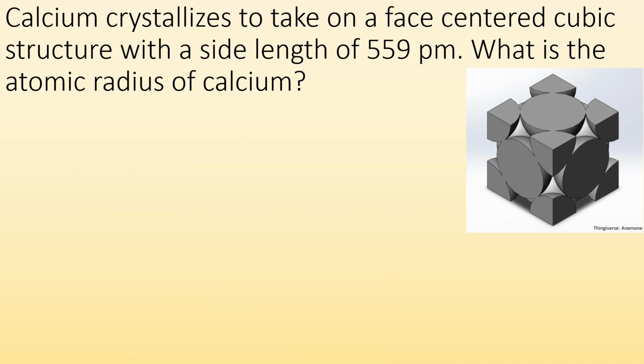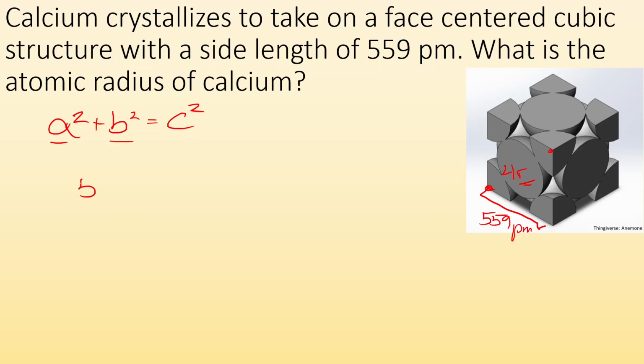Sample problem: calcium crystallizes to take on a face-centered cubic structure with a side length of 559 picometers. What is the atomic radius of calcium? So we know that this is 559 picometers. And we know that from this corner to that corner, there's 4 atomic radii. We're trying to figure that out. That's where we're going to need the little a squared plus b squared equals c squared math, where a squared and b squared are the same number, 559.